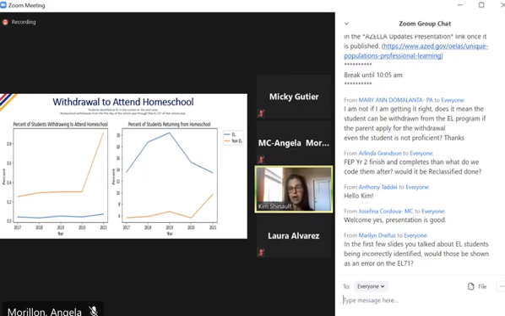So looking then at the right-hand graph, we're looking at the percentage of these students who had left for homeschool who returned to the classroom. And right away we can see that the blue line is above the orange one. And what that means is that if an EL student leaves to attend homeschool, they are much more likely to return to the classroom than their non-EL counterparts. Okay?